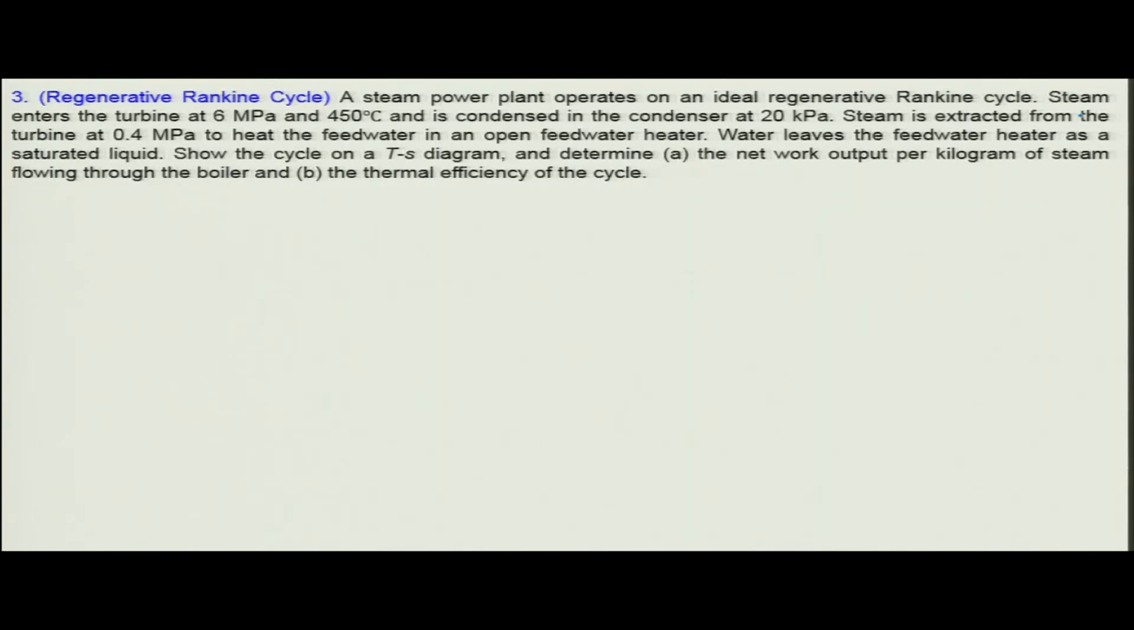So, this is a regenerative Rankine cycle, and it is an ideal cycle. Steam enters the turbine at 6 megapascal and 450 degree centigrade. So, basically T3 is 450 degree centigrade and P3 is 6 megapascal, and it is condensed in the condenser at 20 kilopascal. Steam is extracted from the turbine at 0.4 megapascal to heat the feed water in an open feed water heater.